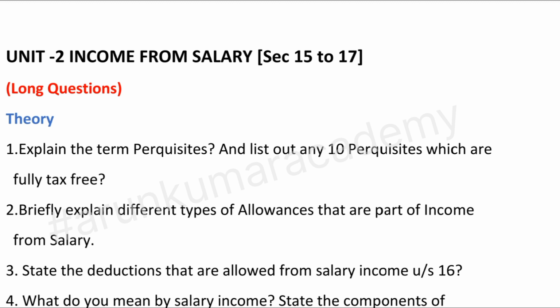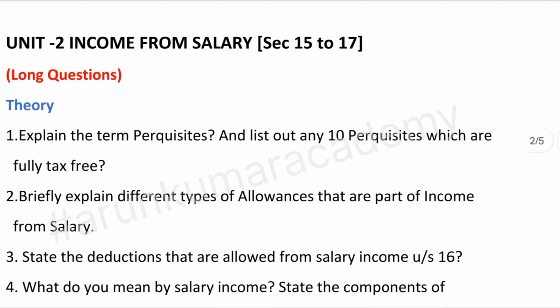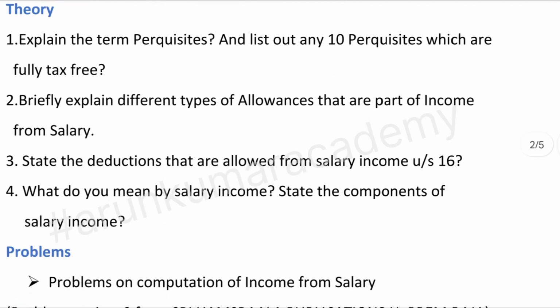And question number 2, briefly explain different types of allowances that are part of income from salary. So allowance refers to any fixed monetary benefits provided by the employer to his or her employee for the purpose of meeting specific expenditures in the form of house rent allowance, entertainment allowance, children education allowance, and so on.